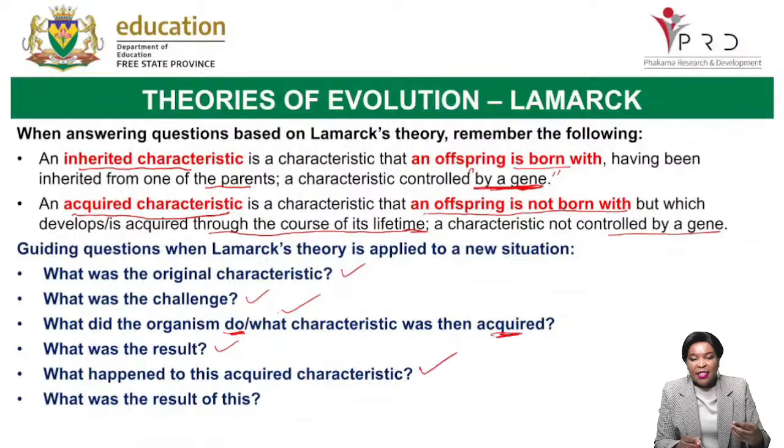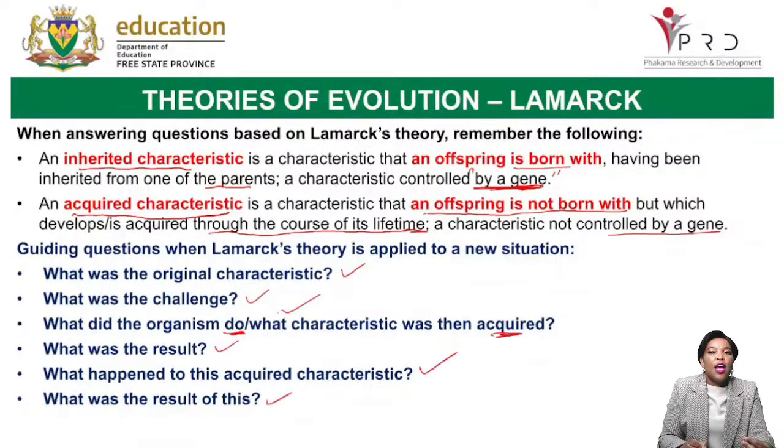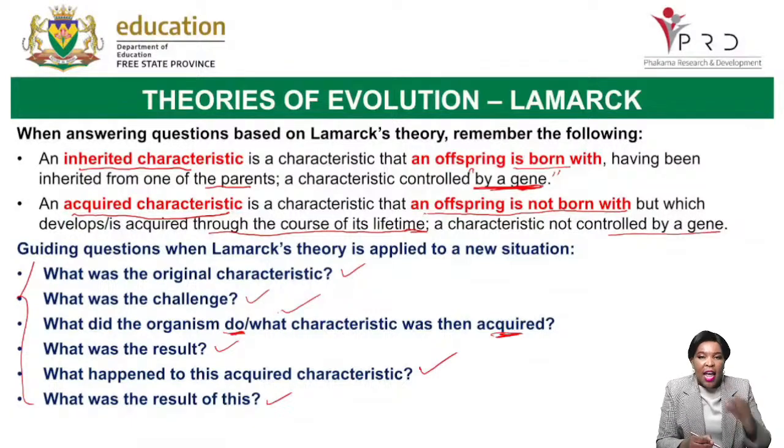You must tell us that it was passed on to the offspring. And then what was the result of that? You have now a new generation of the species that have that particular characteristic. So in this case, if you are using the giraffe, you'll say now you have a generation of giraffes with longer necks. So you see, use these guiding questions. Ask yourself these questions when you are interpreting a paragraph where they say you must explain according to Lamarck.